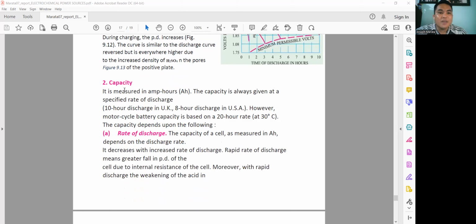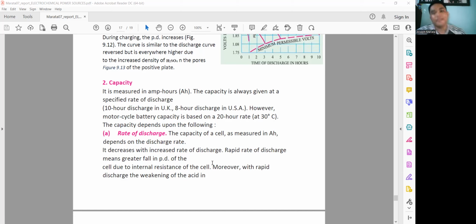The next one is the capacity. It is measured in ampere-hours, amp hour. The capacity is always given at a specific rate of discharge: a 10-hour discharge in the UK, and an 8-hour discharge in the USA. However, motorcycle battery capacity is based on a 20-hour rate at 30 degrees Celsius. The capacity depends upon the following.